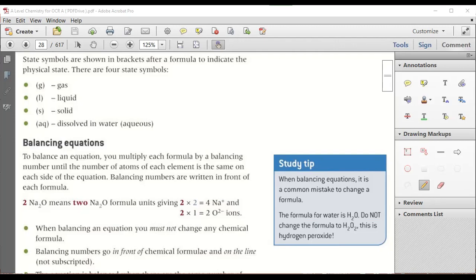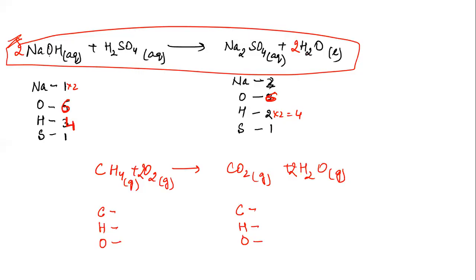Okay. Now CH4 plus O2 gives you CO2. CH4 is gas. O2 is gas. Plus H2O gas. This equation. So will you balance or do you want me to balance? Will you balance this equation? Carbon, hydrogen, oxygen. So how many carbons are there? So this is your balanced equation now.